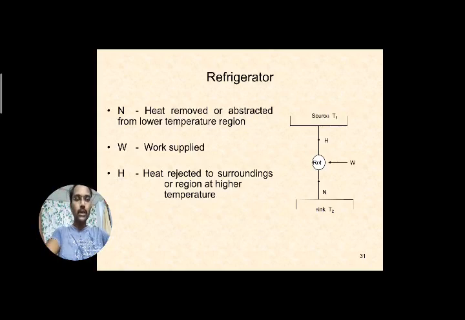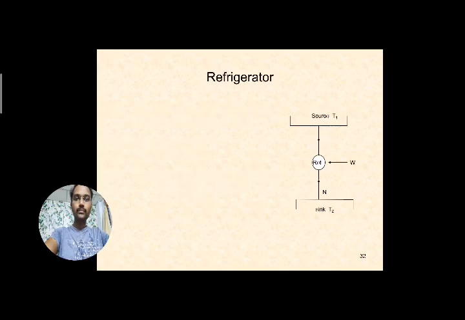Here the output is the room which has to get cooled, at the sink part. How much heat you are abstracting or removing, this is our output. Input is the work supplied to the refrigerator. So here H is equal to N plus W: the work supplied to the refrigerator plus how much heat is removed from the sink.